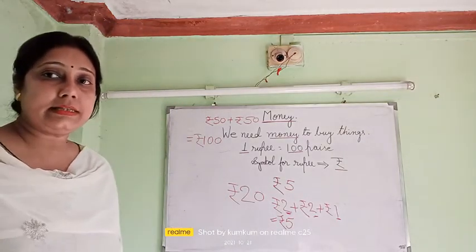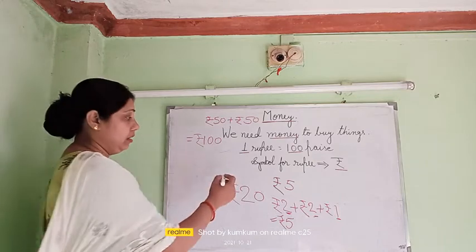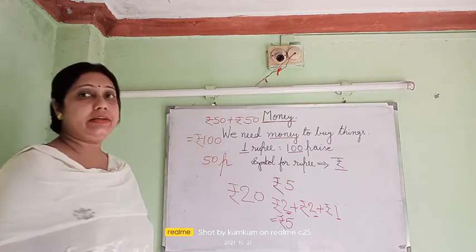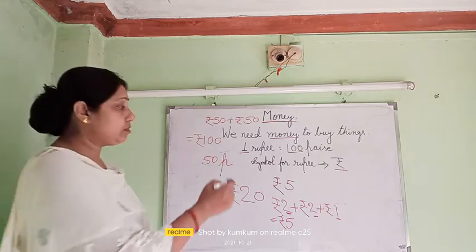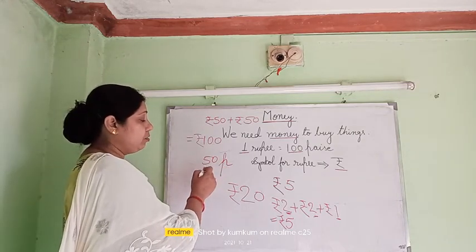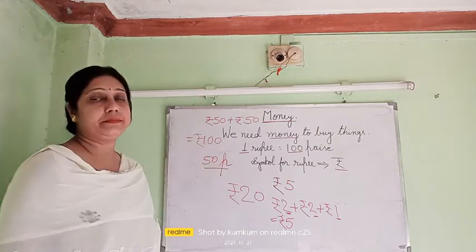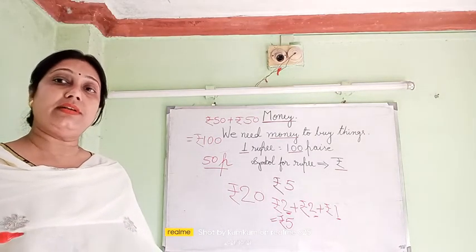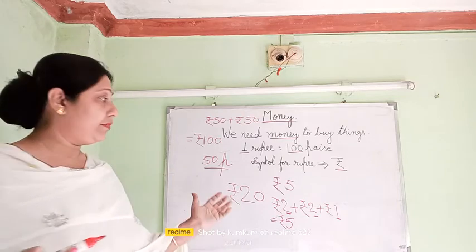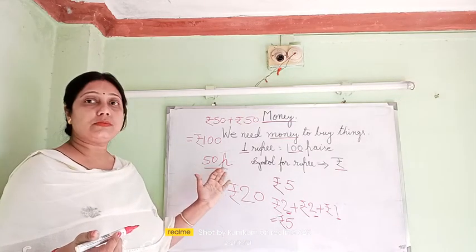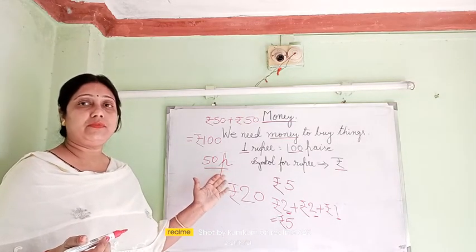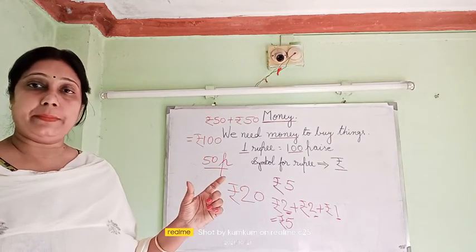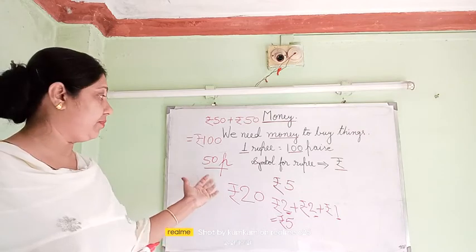And paise is written with a small p. Whenever you are writing paise, suppose 50 paise, I will write 50p. P is smaller, and you should always write it after the digit. Paise is always written after the digit. The rupee sign is always written in front of the digit. Whenever you are writing paise in short, small p is the symbol of paise. No need to write the full spelling. You can write only p, and it is always written after the digit.